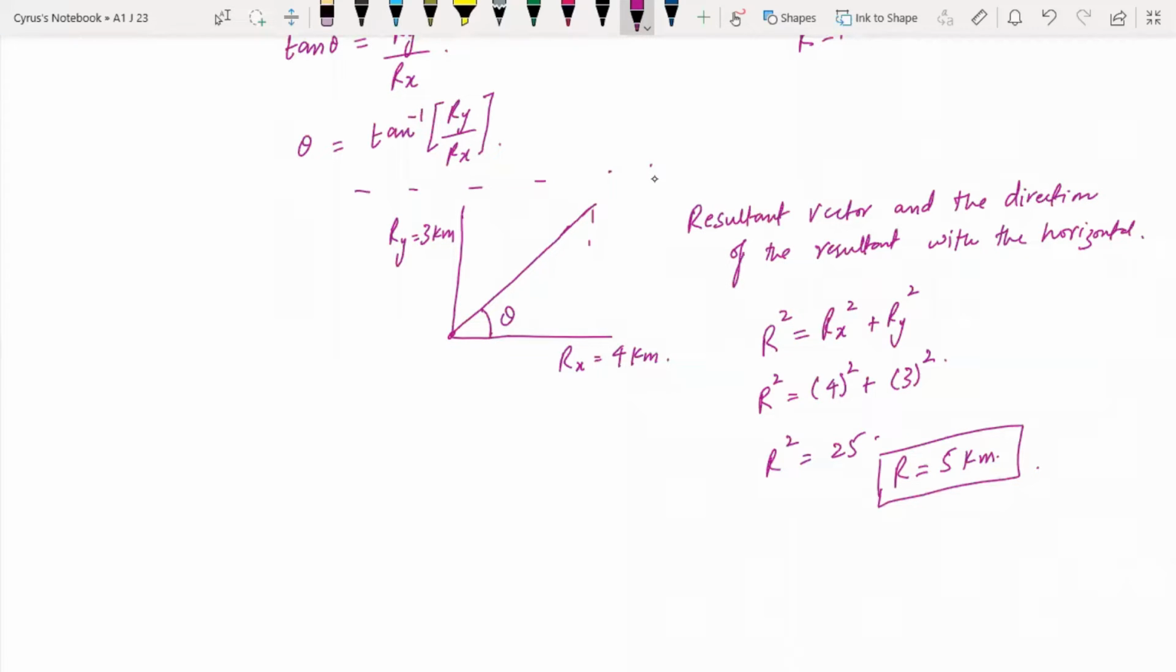After that, to find its direction, how will we find it? This is 3/4, and theta is tangent inverse 3/4, which is 36.9 degrees. This is how you will solve such questions, right?